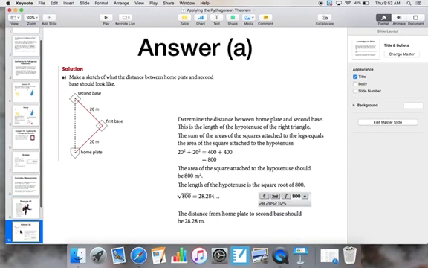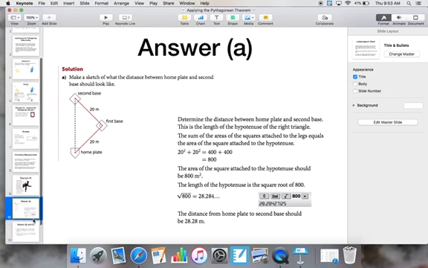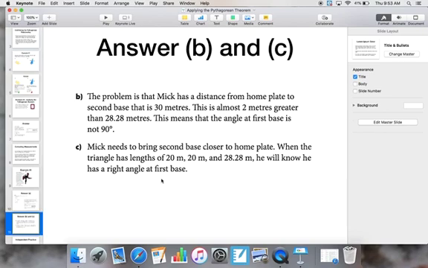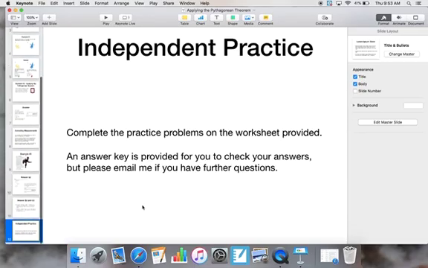All right, and again, you see that answer in there as well for A, showing you what it should be. And so what they're saying is, obviously there's a distance of like 2 meters in the difference, so it's obviously not a 90-degree angle. He needs to bring the second base closer to home plate, and once he has it at the 28.28, he knows he's got a right angle.